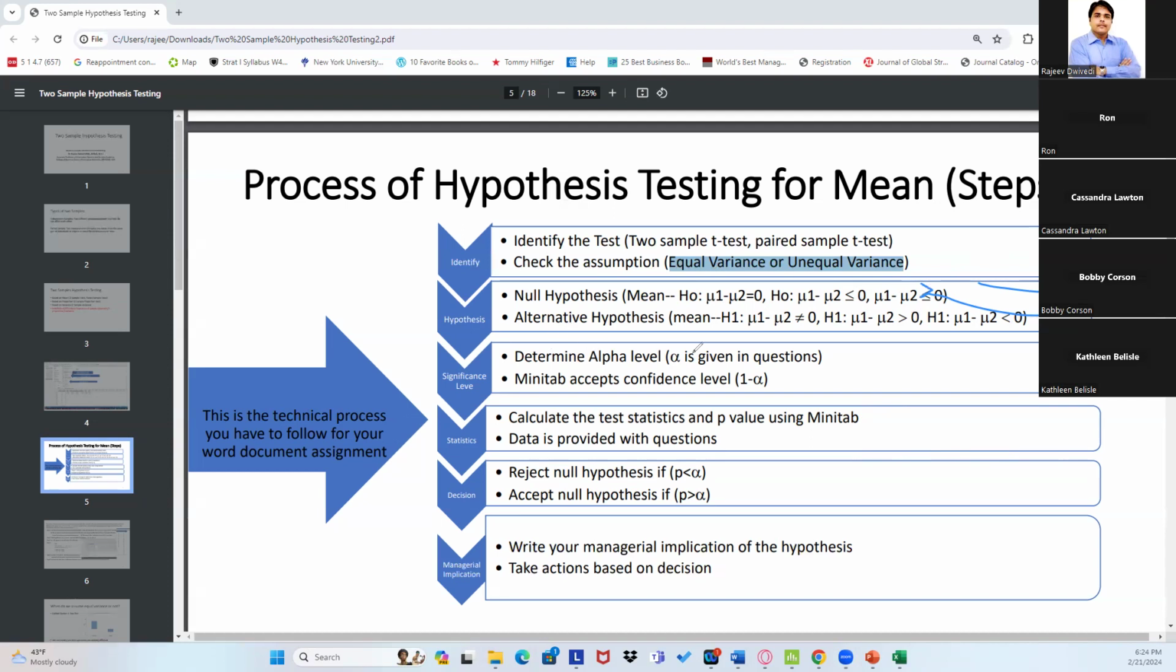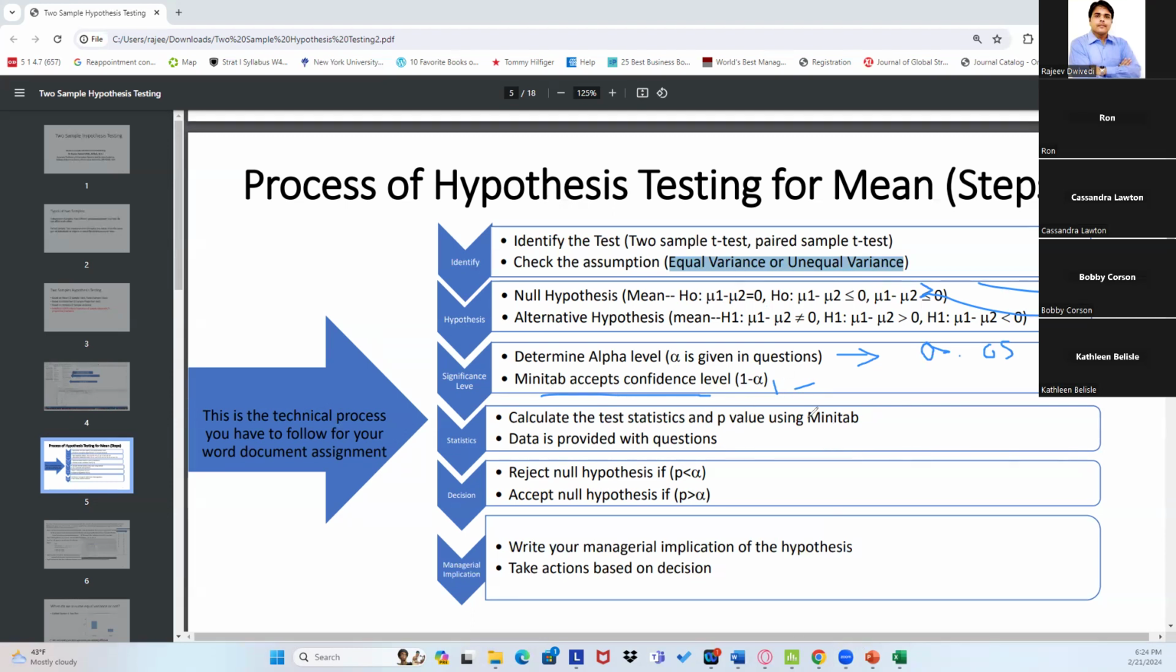If the question does not give it, always use 0.05 alpha. If the confidence interval is 95%, then alpha is 5%. If confidence is 90%, then alpha is 10%. If alpha is 10%, the confidence interval is 90%. Minitab accepts the confidence interval, so basically always look into this.